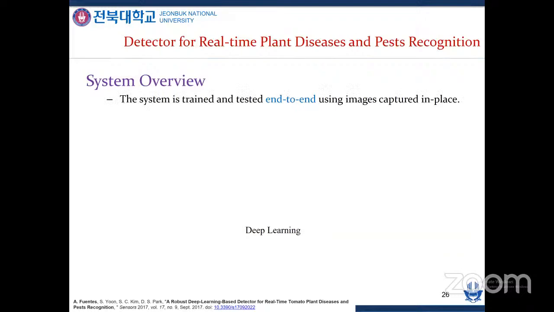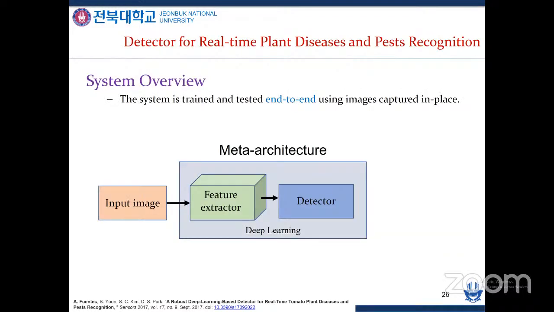And the system is mainly divided into these diagrams. So we have an input image and a deep learning model, and there is a feature extractor that basically collects the features from the image, and a specialized detector that provides the class probability and location through the bounding box in the image. This is a general overview of the system.